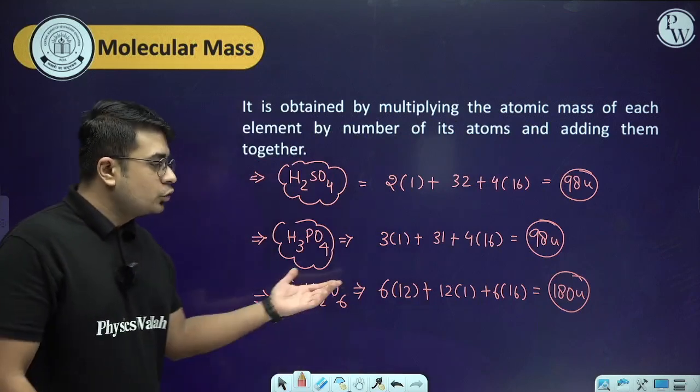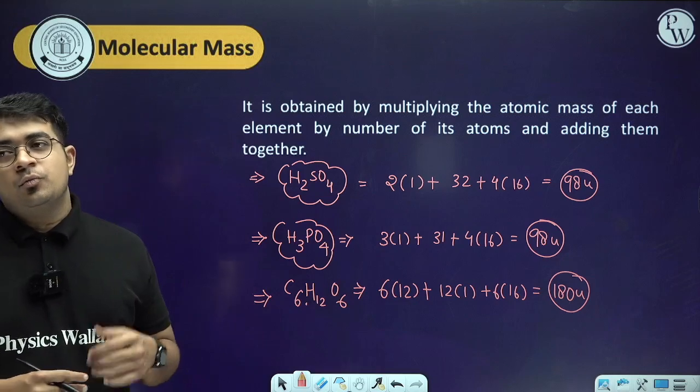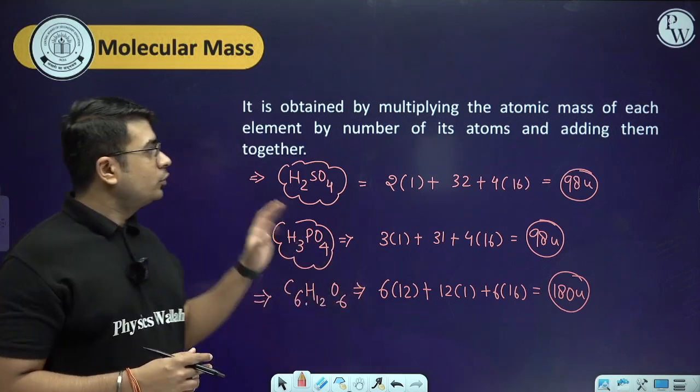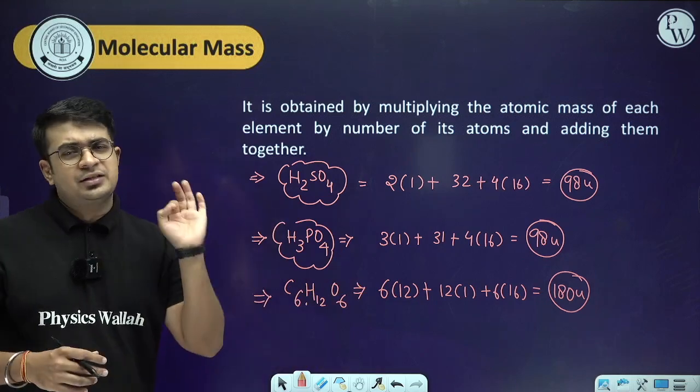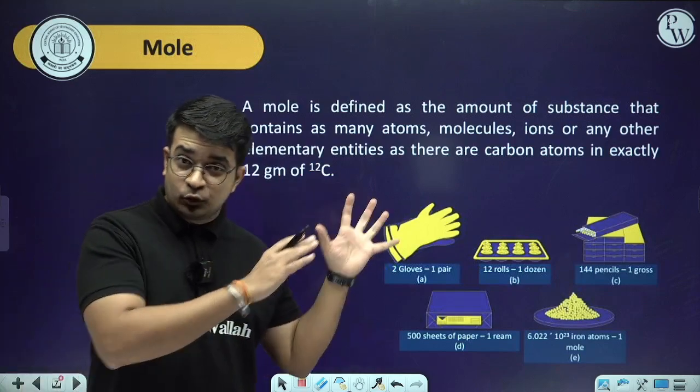Okay. So that's how you can calculate the molecular masses if somebody is asking about the calculation of molecular masses in terms of AMU or in terms of U. I hope this entire part is clear. The calculation is very straightforward. Okay, nothing fancy here. Now, talking about the next part, this is the most important portion.